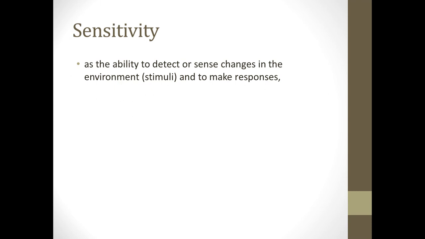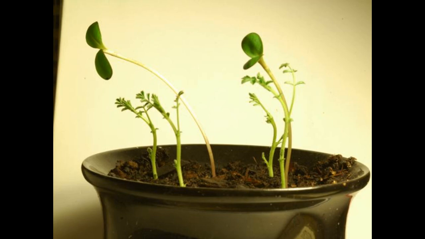Sensitivity, the S in Mrs. Gren, is the ability to detect or sense changes in the environment, and we call that a stimulus, and then to make responses. Even plants have sensitivity. If you put light to one side of a plant, the stimulus is the light, the plant's response is to grow towards the light.